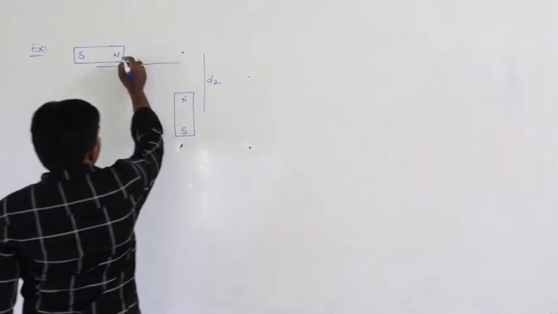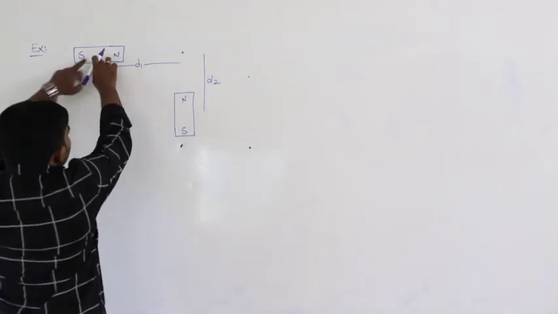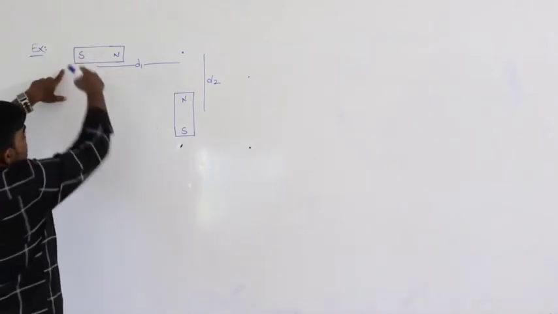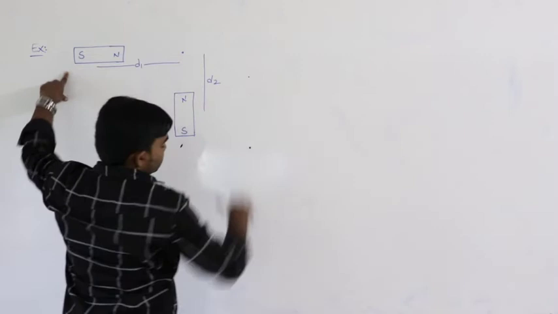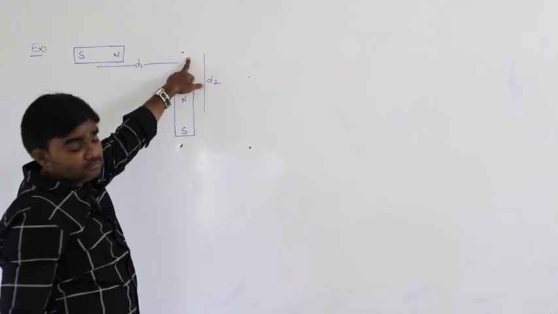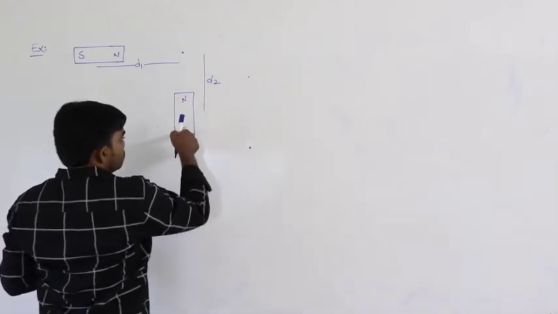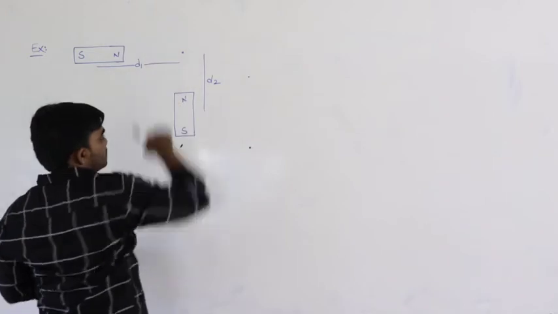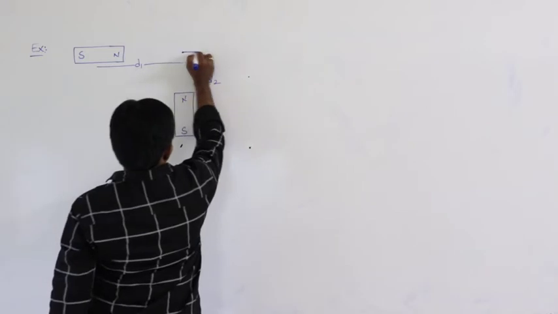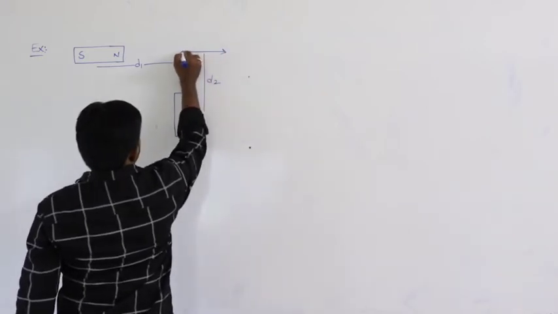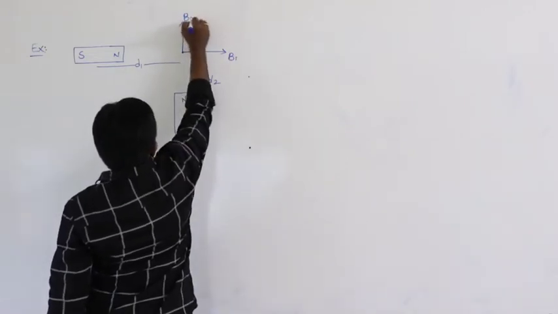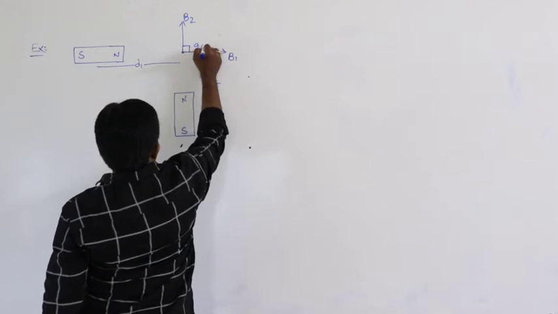So here, for this magnet, this point is an axial point, because the point lies along the axis of the magnet. Next, for this magnet also, the point lies on the line passing through the axis of the magnet, so for this magnet also it is an axial point. For this, the direction is from south to north, and here also the direction is from south to north. Let us say it is B1 and B2. So the angle between these two is 90 degrees.